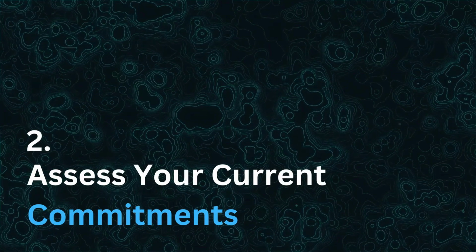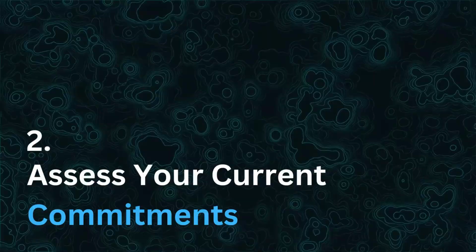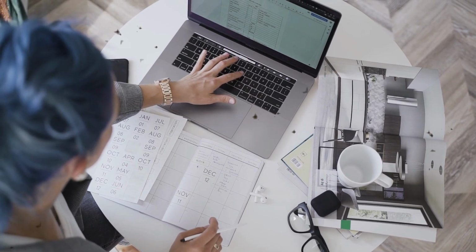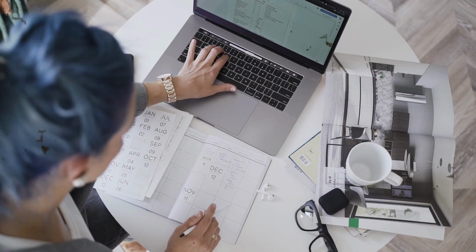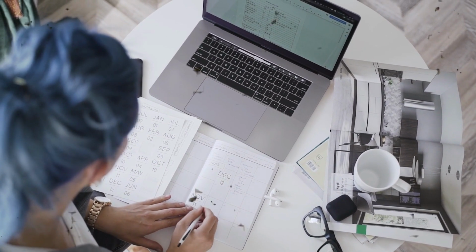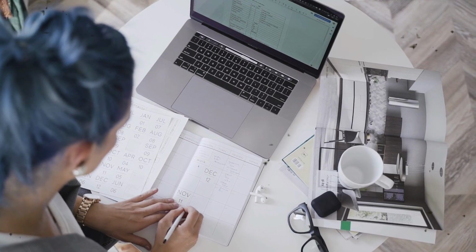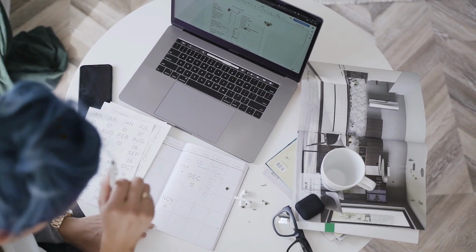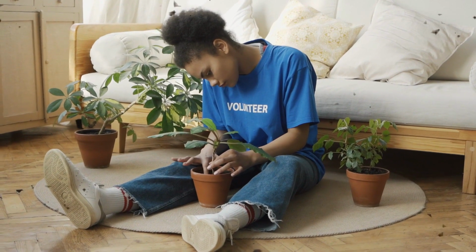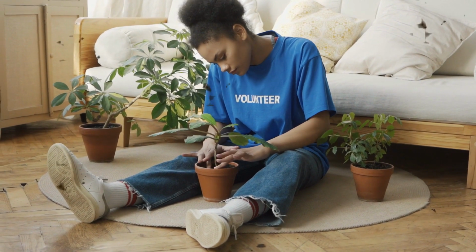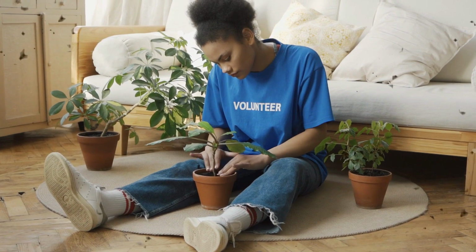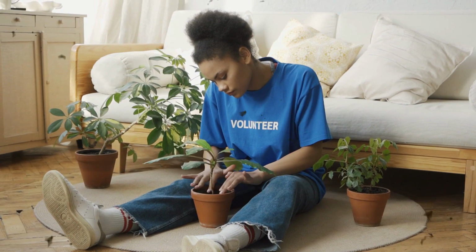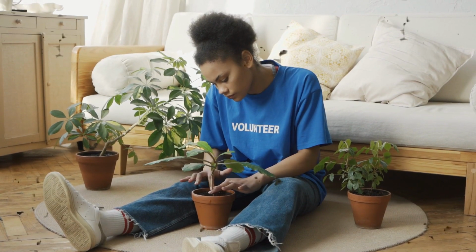Step 2. Assess your current commitments. Once you have a clear understanding of your goals and priorities, it's important to assess your current commitments. This step will help you gain a realistic view of your existing responsibilities and how they fit into your life schedule. Start by making a list of all your current commitments, including work, school, family obligations, extracurricular activities, and any other regular responsibilities that take up your time.